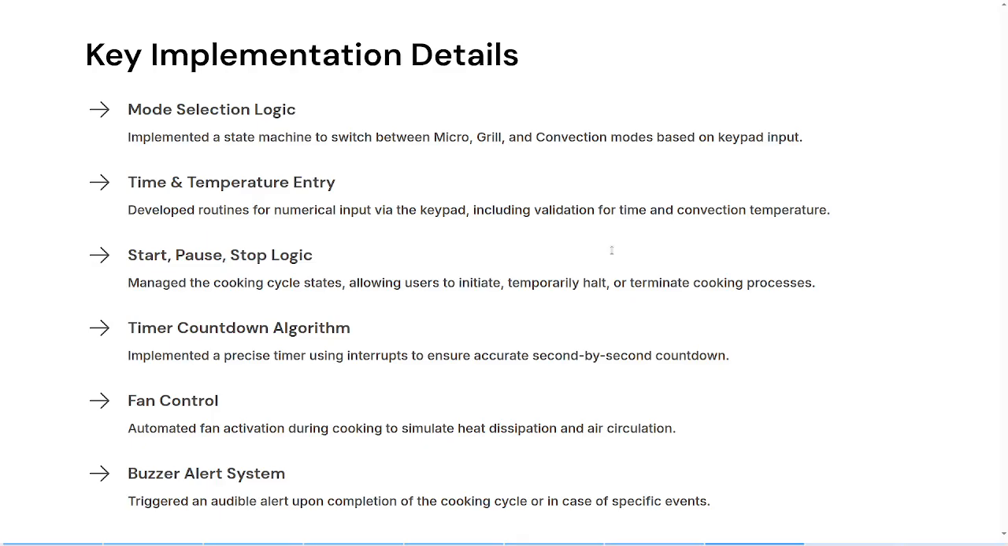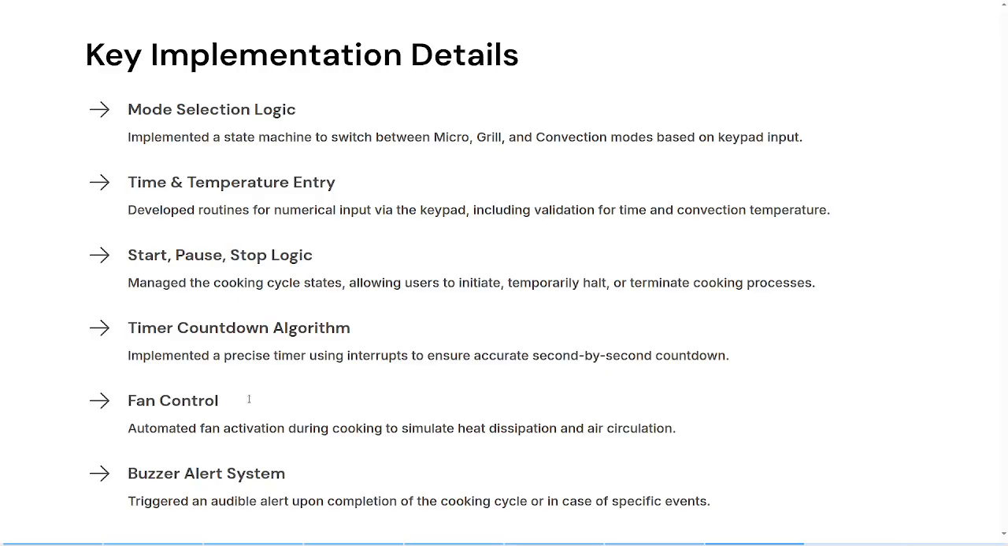Start, pause, stop logic is managed by the cooking cycle states, allowing users to initiate. Once we set the timer, we need to press start to begin, and we can pause it or stop it. Then the timer countdown algorithm: once the timer is set up, we take a second-by-second countdown, which reduces until it becomes 0. Once it is 0, every process is stopped and the buzzer starts to beep.